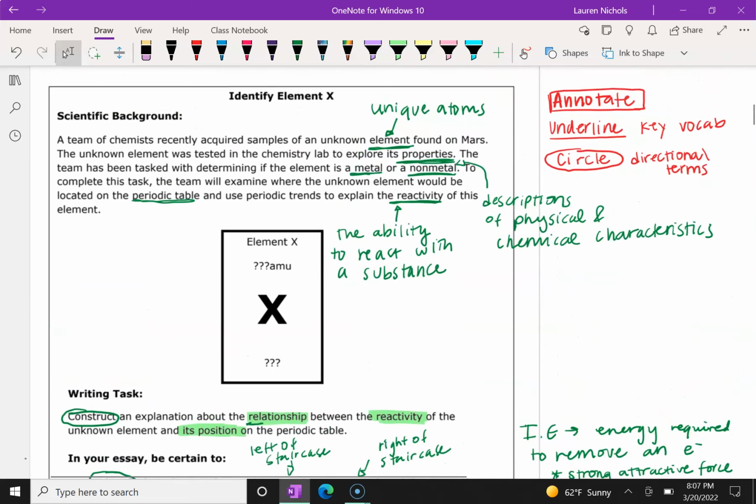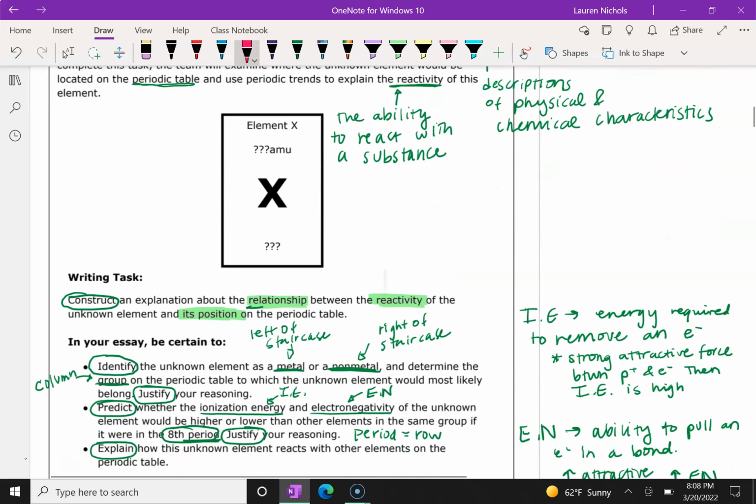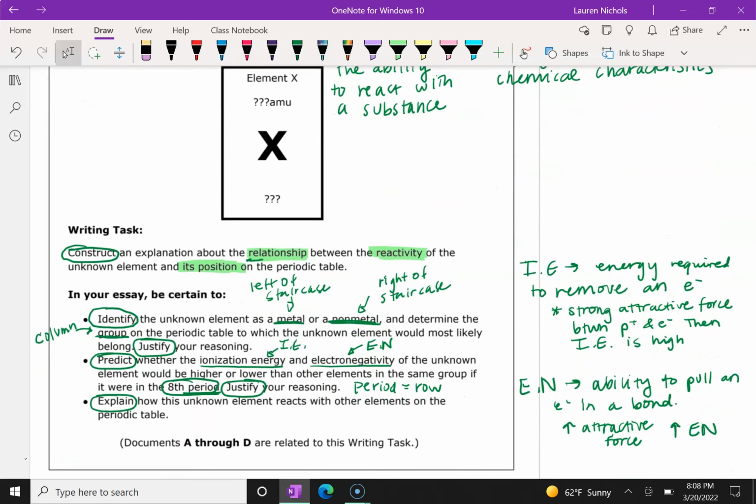Now, one thing to keep in mind is as you're writing a gateway essay, your scientific background is what goes in your introduction. The identify element X, this is your title. It's also going to be the theme of your essay. And then each bullet point should be its own body paragraph. So this is body paragraph number 1, body paragraph number 2, body paragraph number 3.